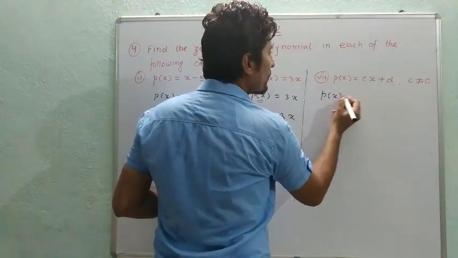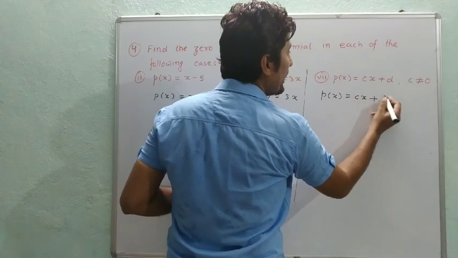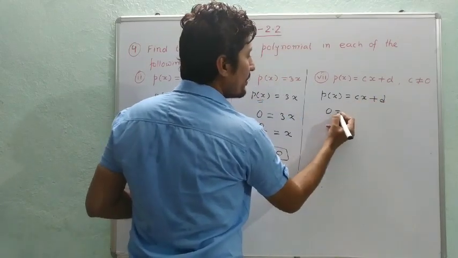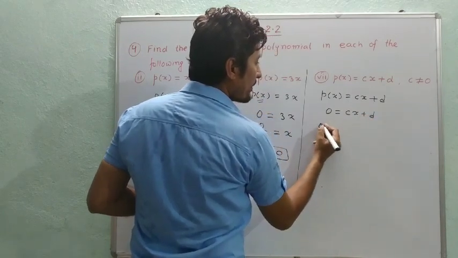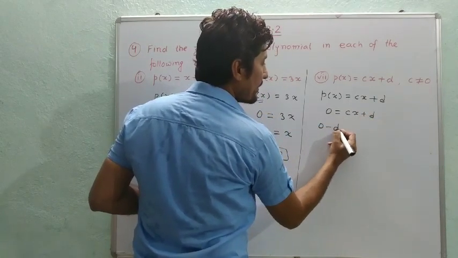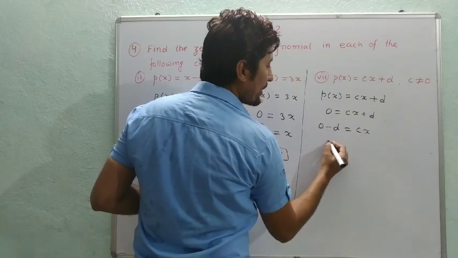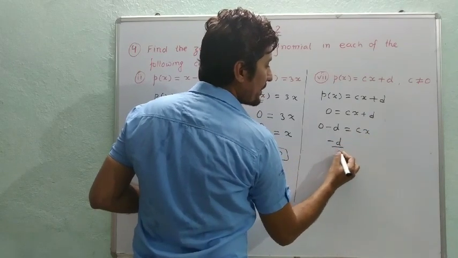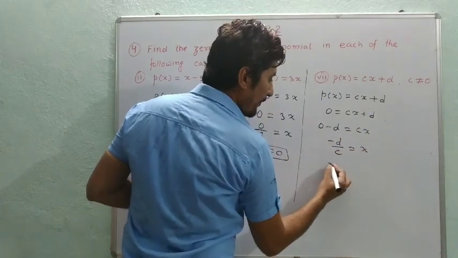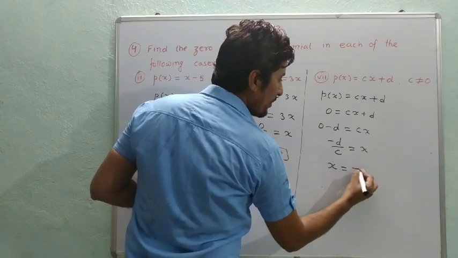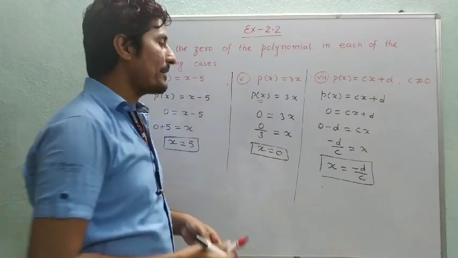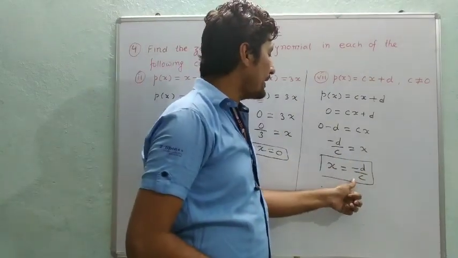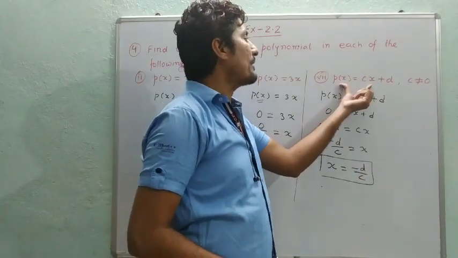P(x) equals cx plus d. Again here we will place 0 equals cx plus d, and here we can write 0, d will come this side, minus d equals cx, or we can say minus d, c will come this side, equals x, and finally we can write here x equals minus d upon c. So in the third case, minus d upon c is the zero of this polynomial.